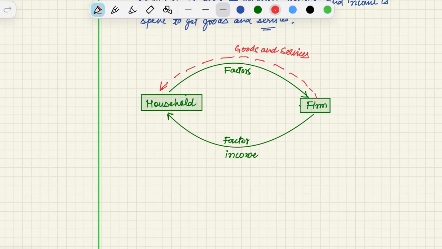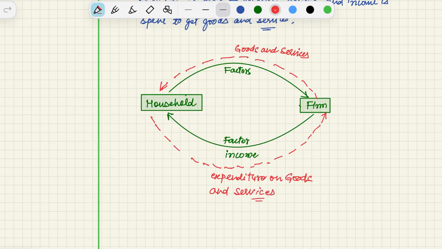And whatever factor income has been generated by the household is spent to purchase the goods and services. So that is expenditure on goods and services. So here you can see there is a circular flow, right? Household provides factors to the firms, and firms provide factor income to the household.